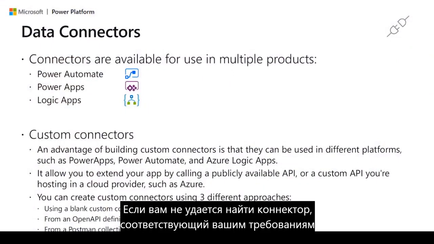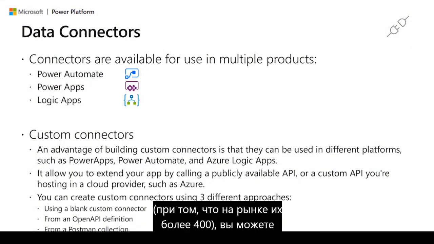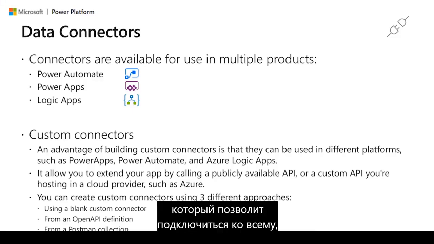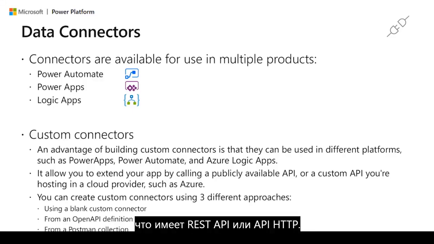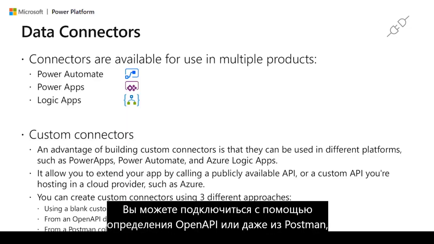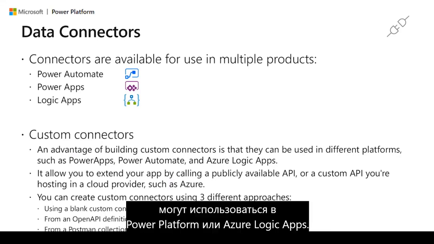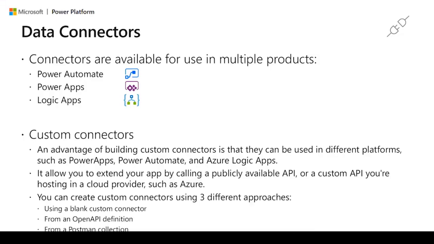So when you don't find a connector that fits your need, over the 400 connectors that we have on the marketplace, you can create your own custom connectors. And a custom connector can allow you to connect to anything that has a REST API or an HTTP API. You can connect using Open API definition or even from Postman. And all of those connectors, again, can be shared across either the Power Platform or Azure Logic Apps.